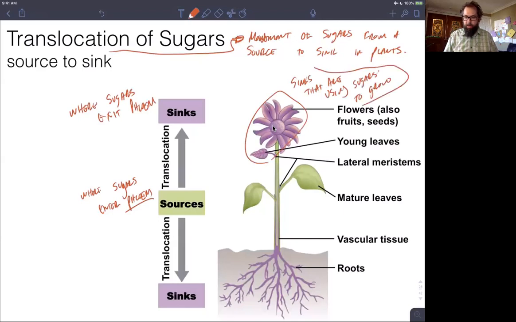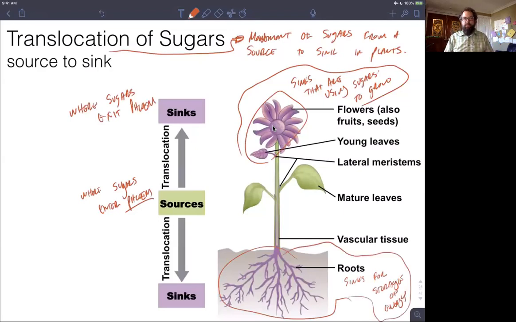So growing parts of the plant are sinks during the growing season, right? Whether these be flowers or branches or leaves or whatever. Growing parts, those meristems, are where they're moving the sugars to use that sugar as the energy source for growth. On the other hand, we also need to store energy, and so roots become sinks for storage. So there's our energy storage sink.